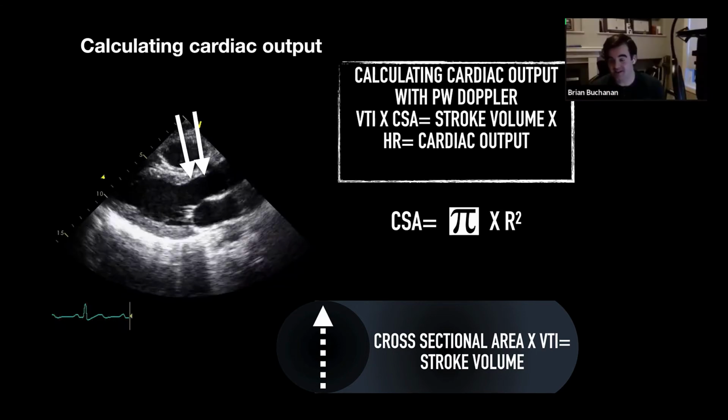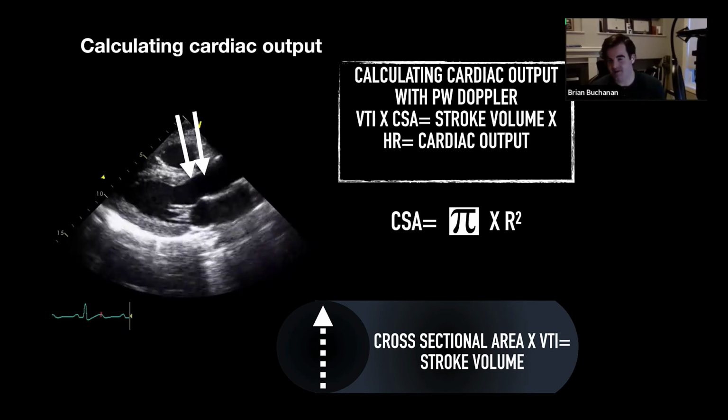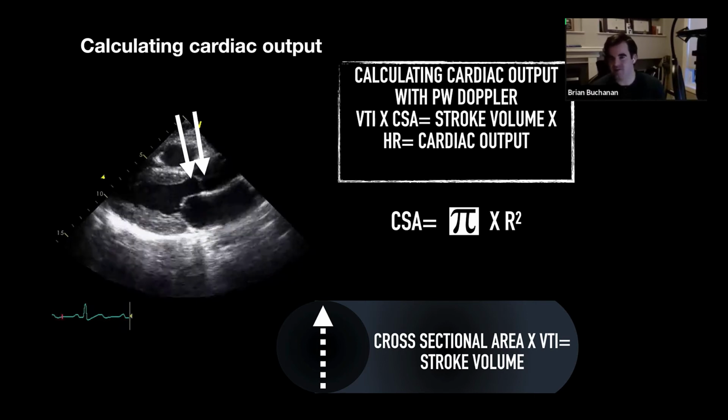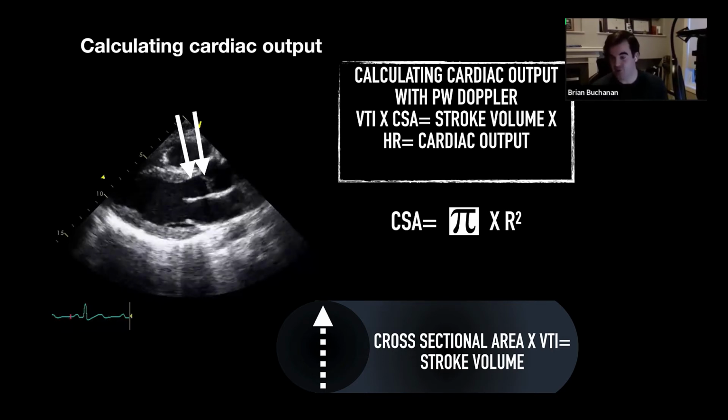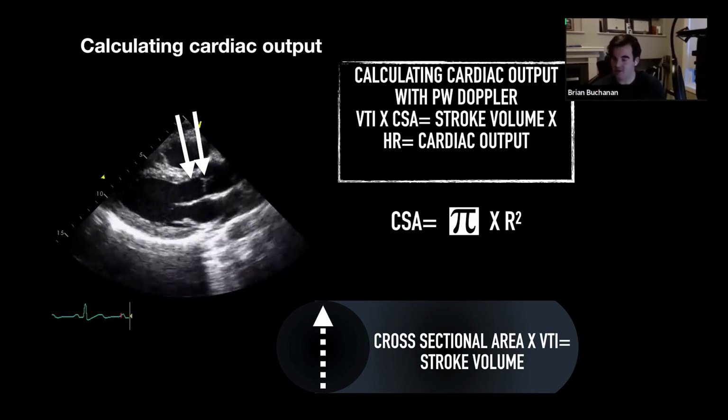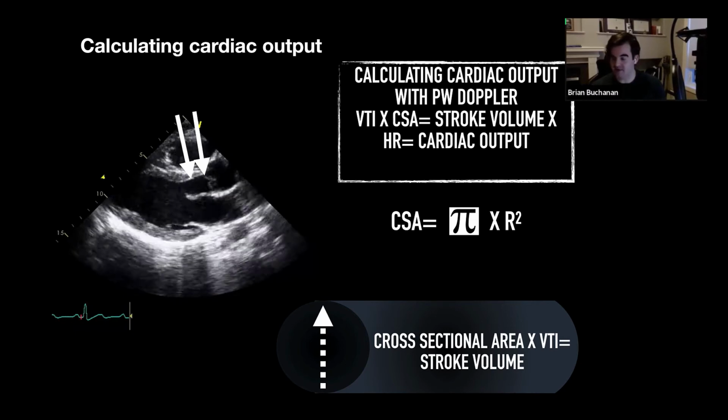So obviously, once we get that diameter back, we cut it in half to make a radius, right? And we get this CSA, or cross-sectional area. And we do this whole pi r squared thing to truly make that one-dimensional stroke volume into really a three-dimensional bolus of blood.